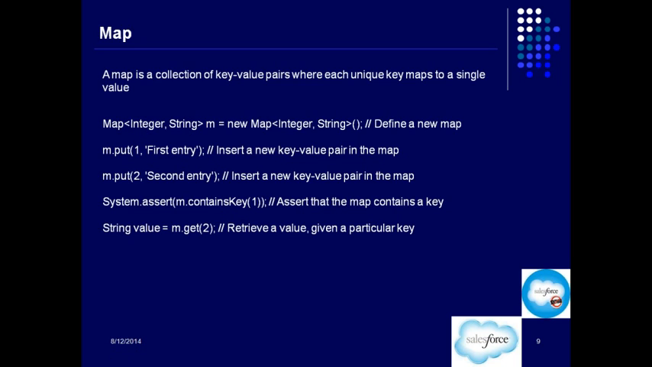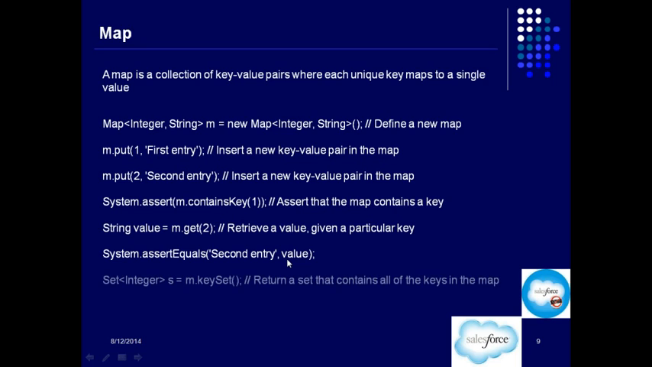Okay, and you cannot have duplicate keys. You can have duplicate values here, but you cannot have duplicate keys. Got it? So after doing that, you just do a System.assertEquals, second entry, value. You're just checking whether value is equal to second entry or not. So that kind of syntax can be used.